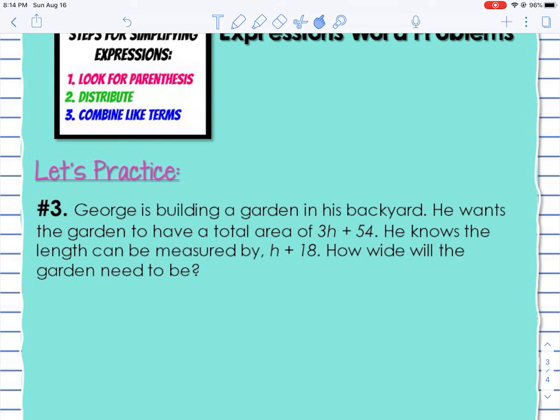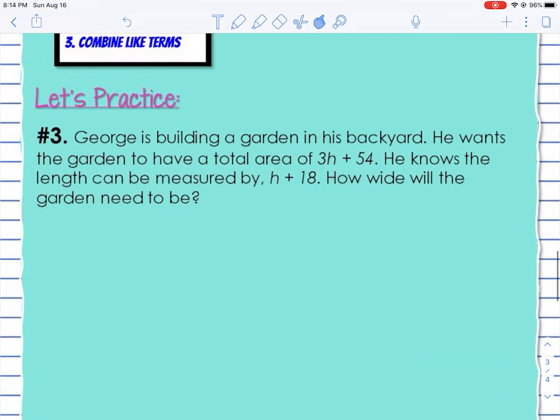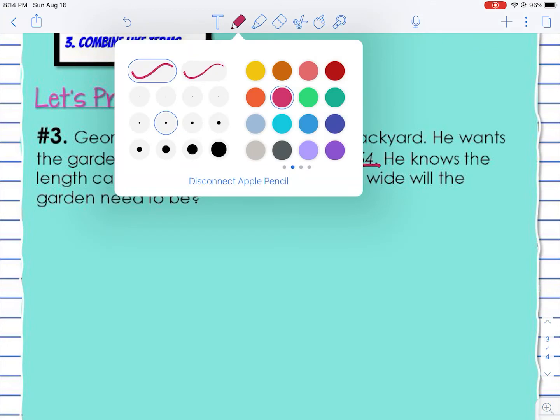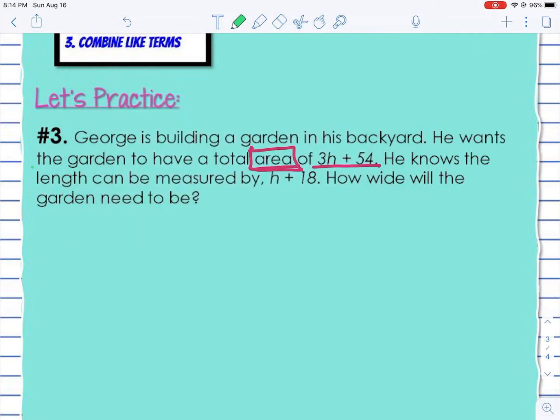Okay, so George is building his garden in his backyard. He wants it to have a total area, so that must be important, of 3h plus 54. He knows the length, so he knows this is our area here. And he knows that the length can be measured by h plus 18. How wide will the garden need to be?